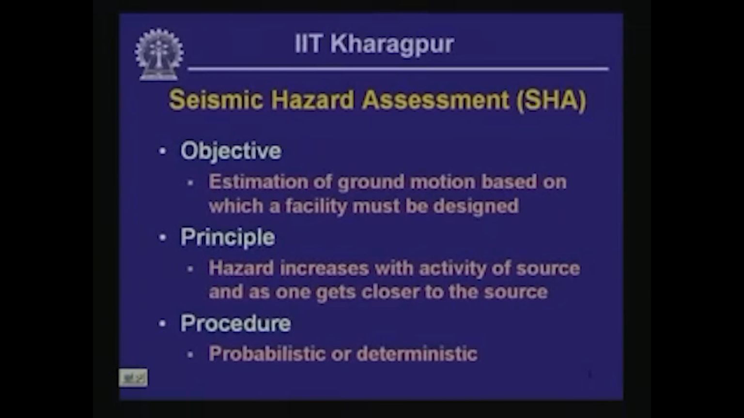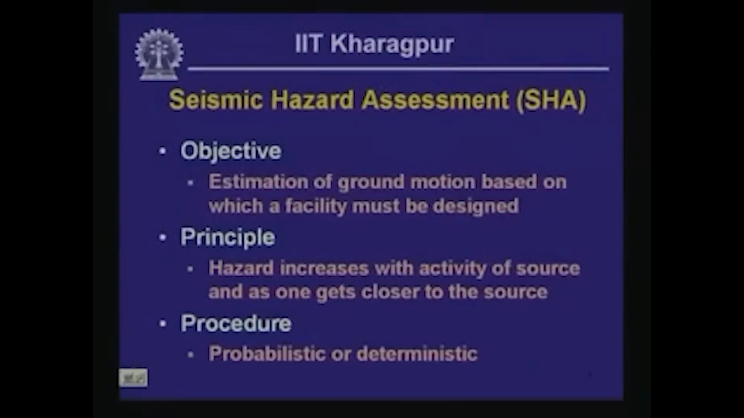Now, the essential principle in seismic hazard assessment in a nutshell is the following: hazard increases with activity of the source and as one gets nearer to the source. What is meant by that is that if you are nearer to a particular source which is likely to cause an earthquake, then hazard will increase, number one. And number two, if you consider two sites which are at x kilometer distance from two different seismic sources, and if one of those two sources is more active than the other, then the site that is near to that particular source is going to be more hazardous from the point of view of seismic hazard.